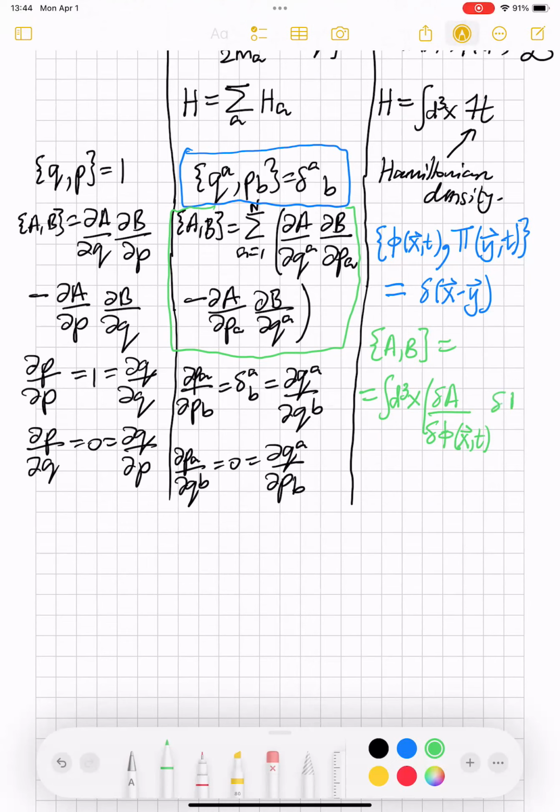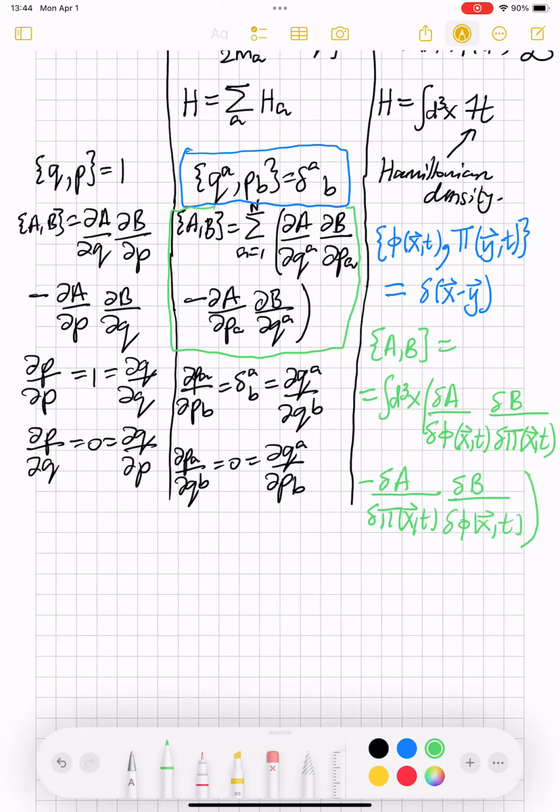And then we've got a derivative of B, again, a functional derivative with respect to the conjugate momentum, again at x, minus, and now we differentiate A with respect to the conjugate momentum, x and t, and we differentiate the functional derivative of B with respect to the field at position x and t. So that's now the Poisson bracket.